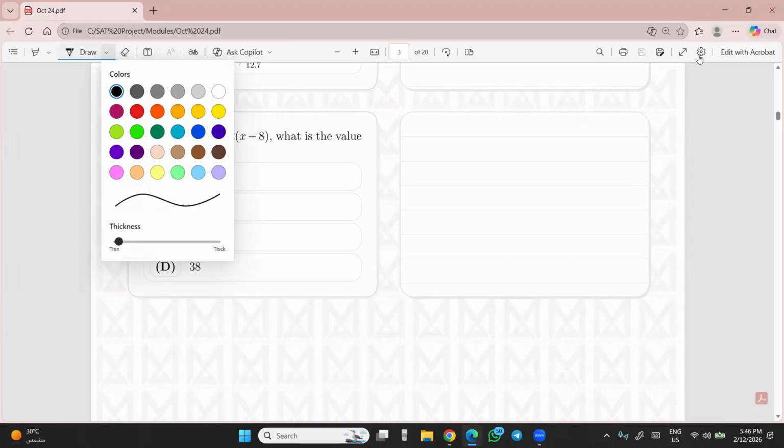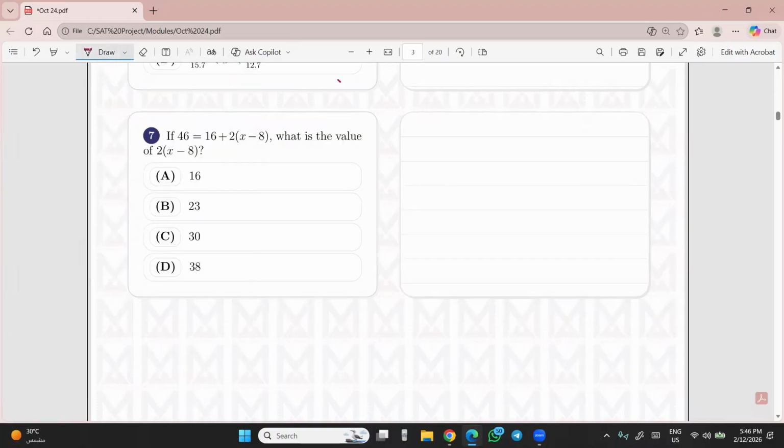We move now to question number 7. If 46 is equal to 16 plus 2 times x minus 8, what is the value of 2 times x minus 8? So when we have an equation like 3 is equal to 2, for example, plus x, if you want to get x, we just move the 2 to the other side. What if this x is replaced by something? So we can have another equation like 46 is equal to 16 plus 2x. What if we want to get the value of 2x? We just move the 16 and no need to divide by 2.